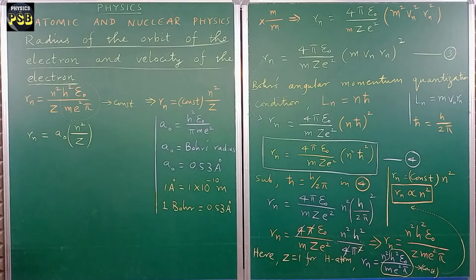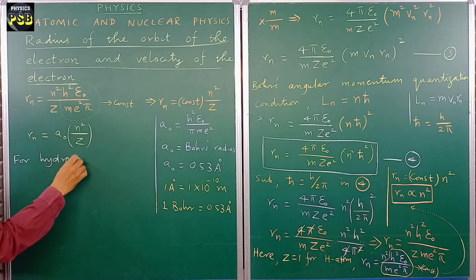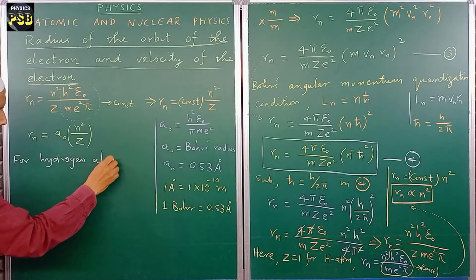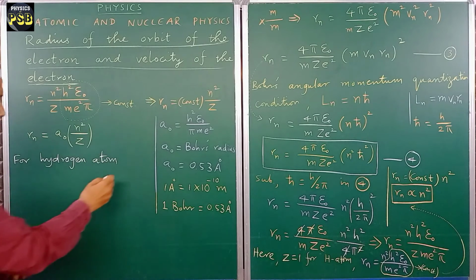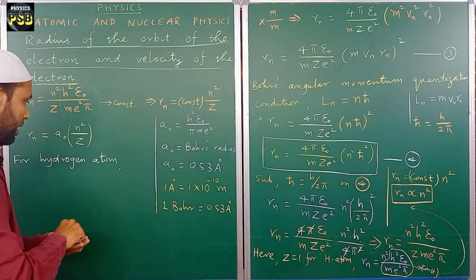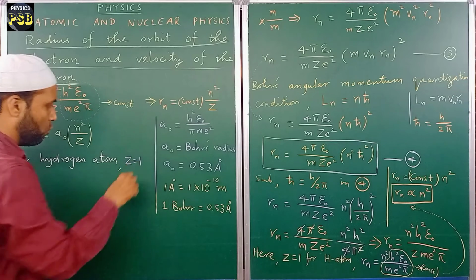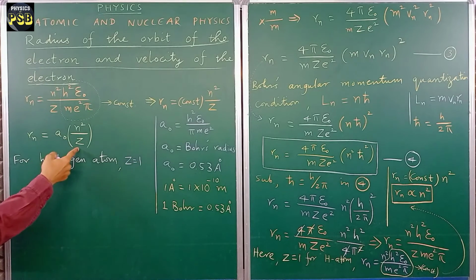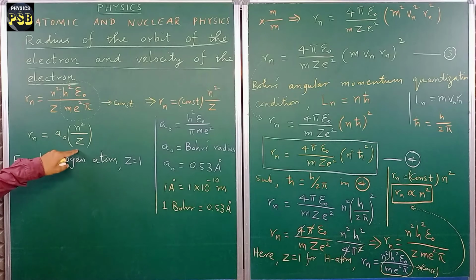Now suppose the given atom is hydrogen atom. For hydrogen atom, atomic number is nothing but 1. So in this equation, if I substitute the value of Z equal to 1, then what I'll get? I get this.